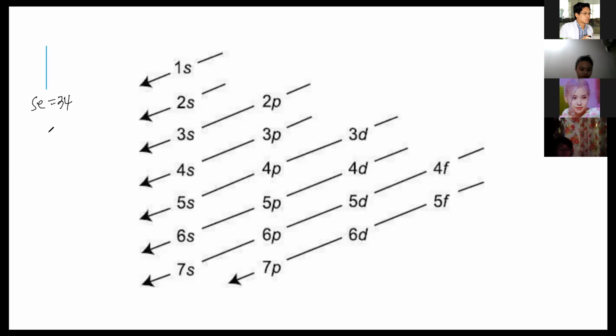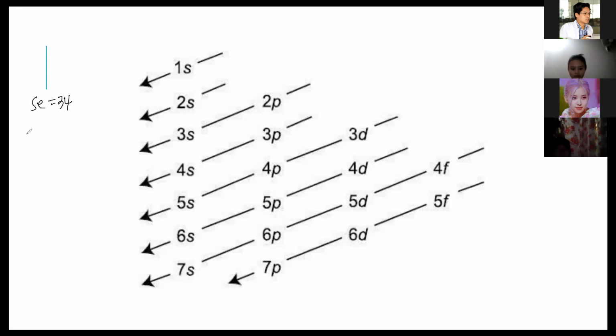Since it has 34, we need to get only 34 electrons in those subshells, and they should be inserted on the orbitals. How do we get the protons, neutrons, and electrons, or how do we get the electron configuration of these elements? Simple. All we have to do is to follow the electron configuration pattern.